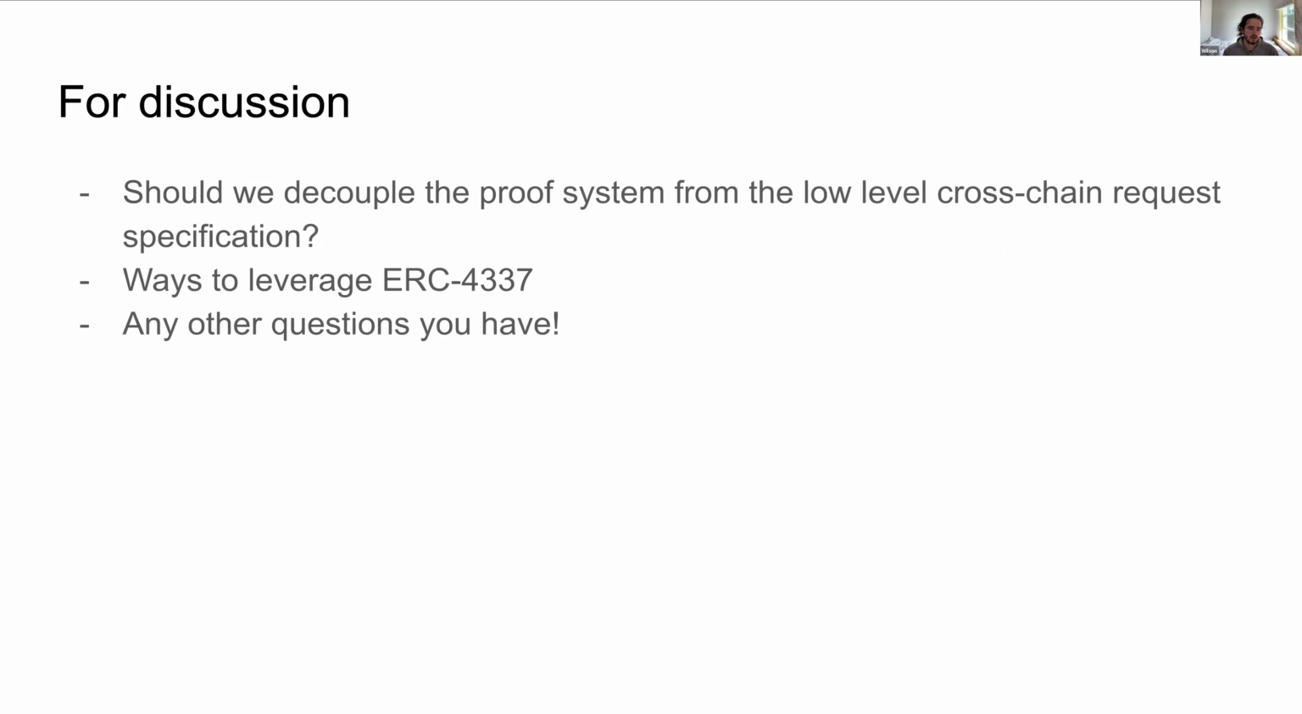So for discussion, there's been some interest in this, and some people are happy with it just as a lower level way to specify the exact calls that you want to make and to specify the desire to make calls on chain. There's an ask of whether we should keep the storage proof system separate and possibly not have it in this RIP. There's discussion on ways to leverage ERC-4337, which I alluded to. I don't want to take up too much time, and then we can discuss any other questions you have. I hope that made some sense.